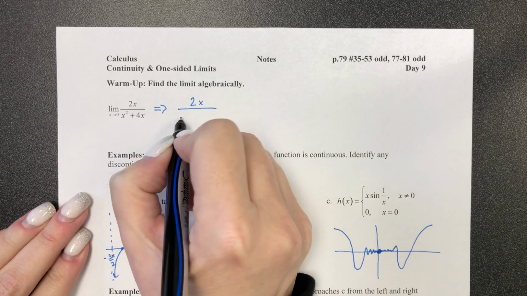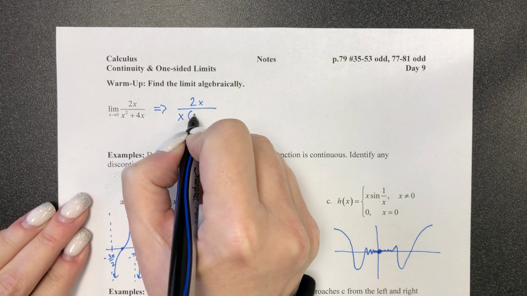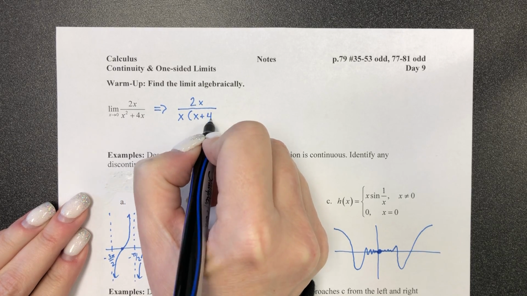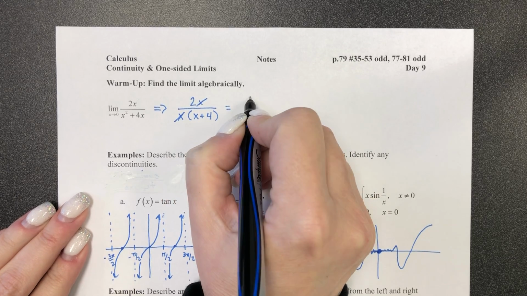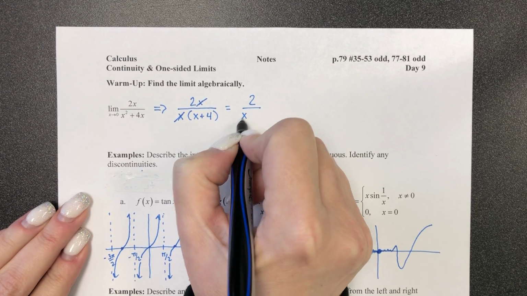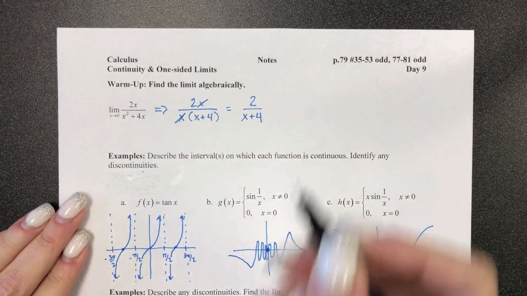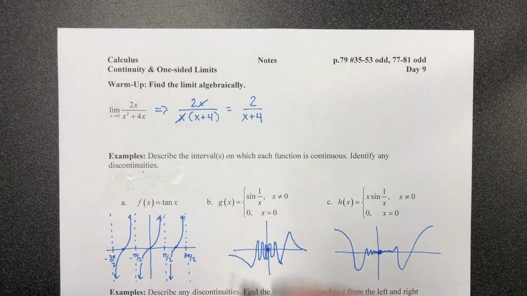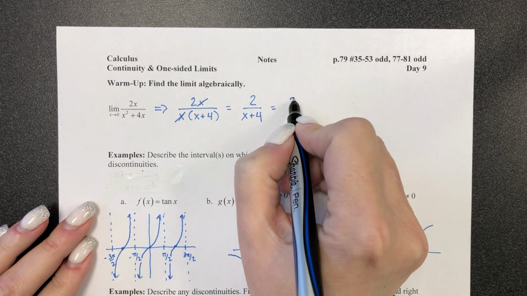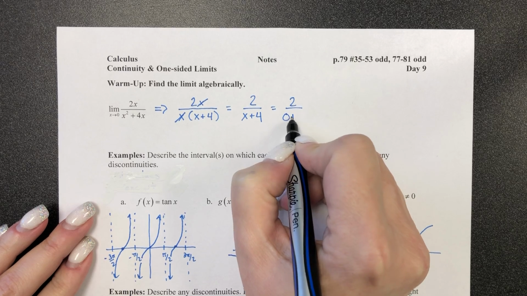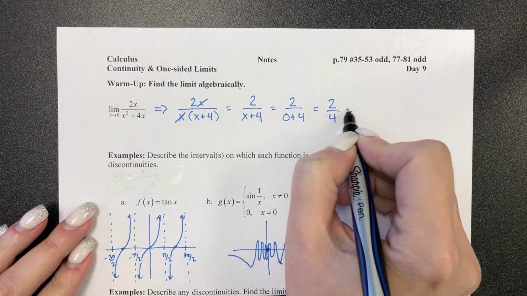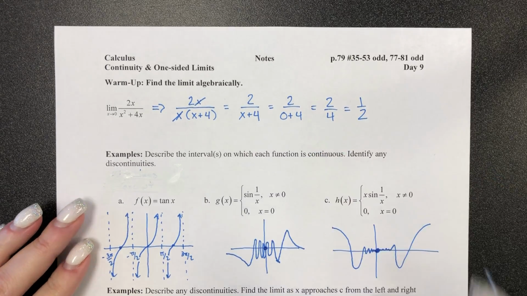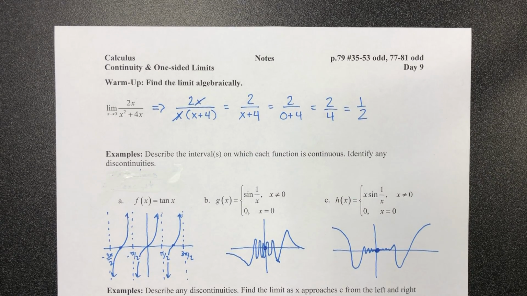So if you look down at the bottom, you can factor an x out. And then you can cross that x out with the numerator, so you now have 2 over x plus 4. Now, once you've done some algebra to it, you want to try substituting in again. So you have 2 over 4, which comes out to be 1/2. So that's how you want to do that algebraically.